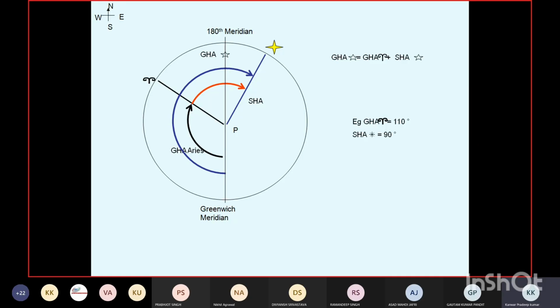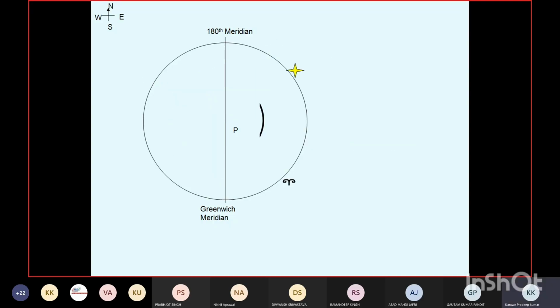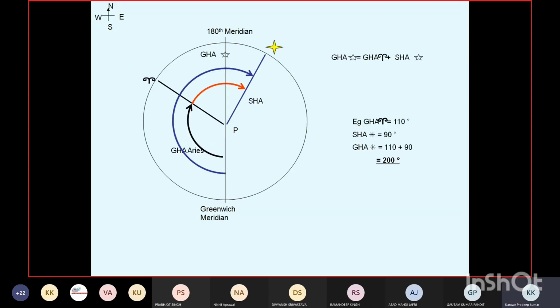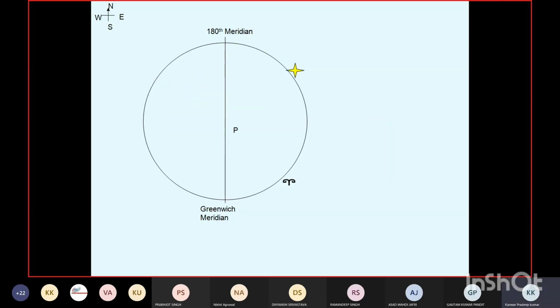So if GHA Aries is 110 degrees, as you can see from the diagram, it is a little more than 90, so 110. And SHA star is 90, then GHA star is 200 degrees, which is correct because the 180 meridian is on the opposite side and 200 degrees more. All good so far? Okay, now we have put the star before and Aries later. In the previous slide, Aries was before the star. Now Aries is after the star. Any situation can come up because everything is rotating.